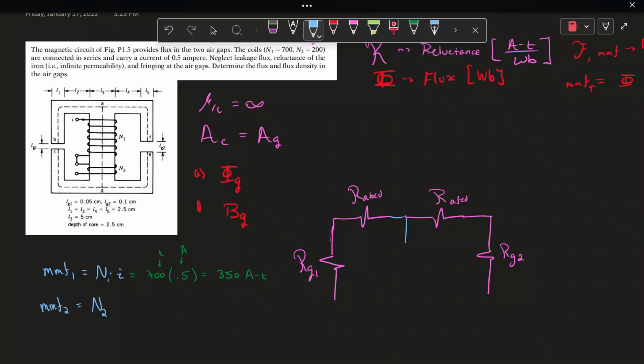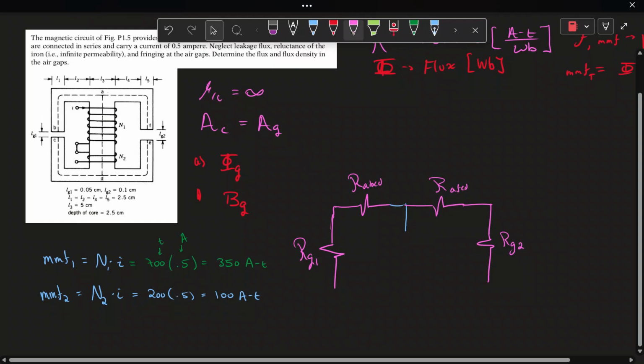This is going to be in 2 because we have another set of turns times that same current because they're connected again. So we have 200 times 0.5, 100 amp turns. Okay. Now, what else do we notice?